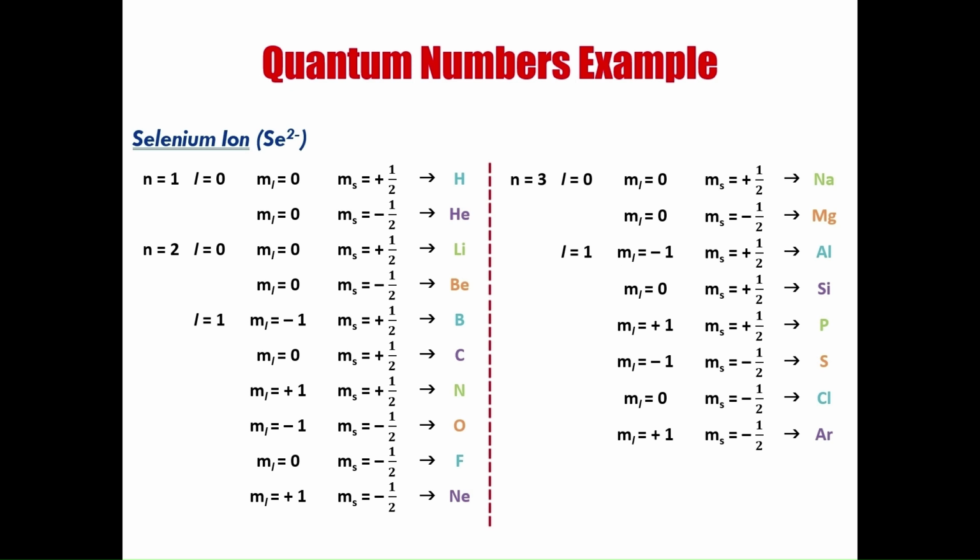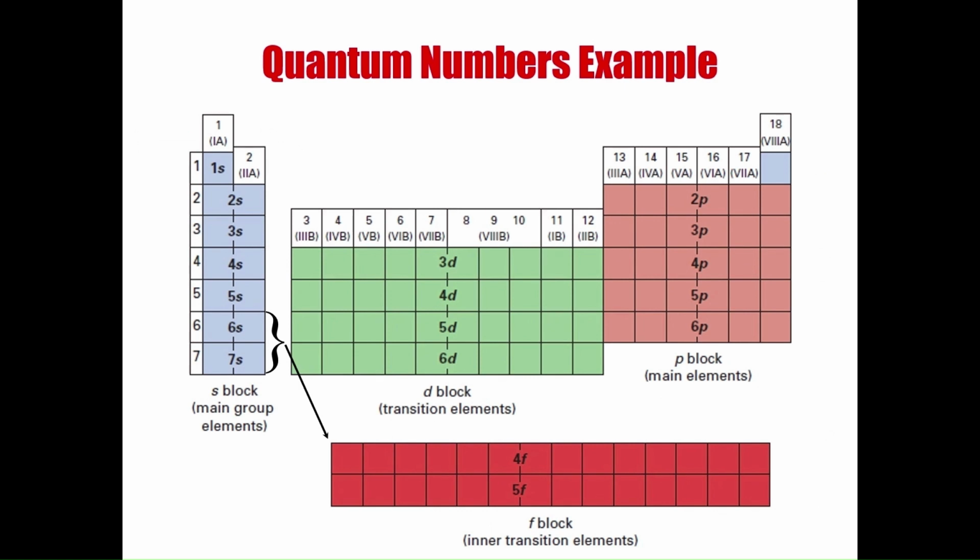But in fact, if you look at the periodic table, the d orbitals don't come first. It's the s orbitals for the fourth energy level that come before the d orbitals of the third energy level. Let me show you what this looks like on the periodic table. This image here shows the relationship between the periodic table and the orbital sublevels.